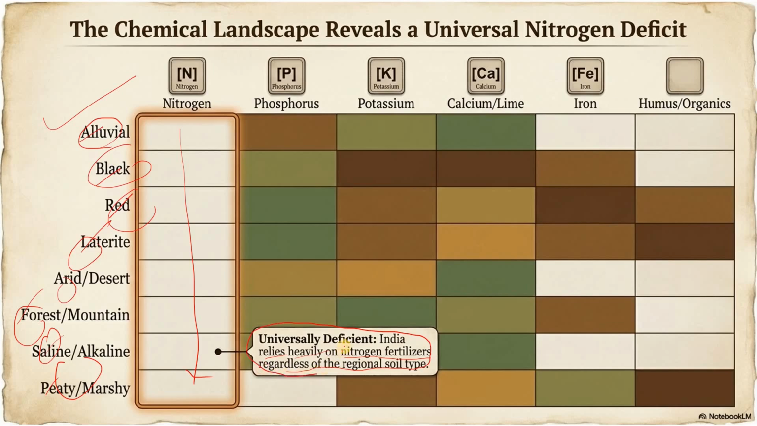In India, the universal deficiency is of nitrogen, and we apply nitrogen to each and every soil while doing agriculture. Then coming to the other chemical compositions: the phosphorus, the potassium, the calcium or lime, and the iron and humus content. As you can see here, alluvial soil is rich in phosphorus, potassium, and calcium, but lacks humus and iron. And black soil also has this chemical composition and lacks humus.